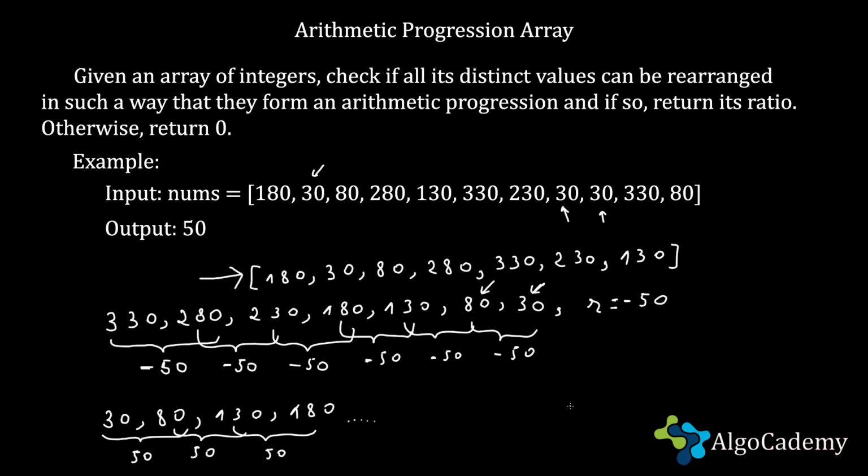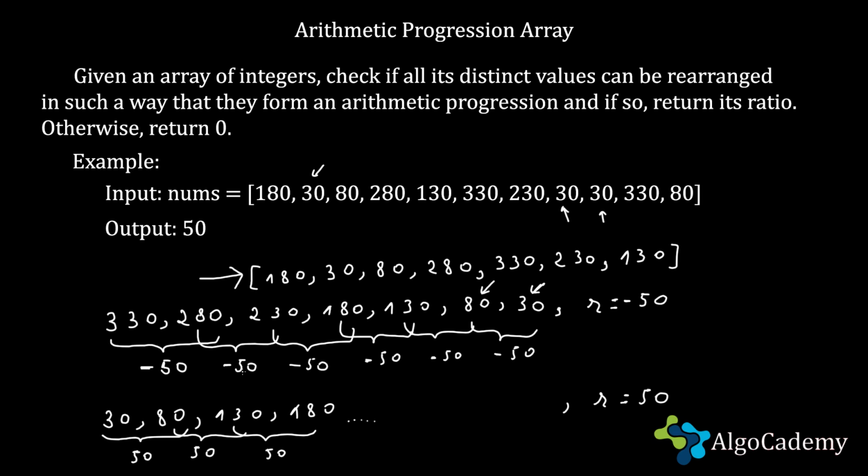Awesome. So in the end, in this order, I'm going to have an arithmetic progression of ratio 50. So what's our conclusion here? Our conclusion is that if we have an array which consists only of distinct values, then all we need to do is rearrange those values in increasing order and check if they form an arithmetic progression. And how do we check that? Well, it's actually really simple. How did we check it here? We wrote the elements in the respective order, and we saw for each two consecutive elements what their difference is. And this is it.